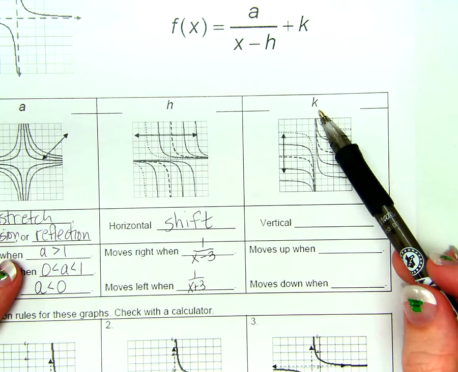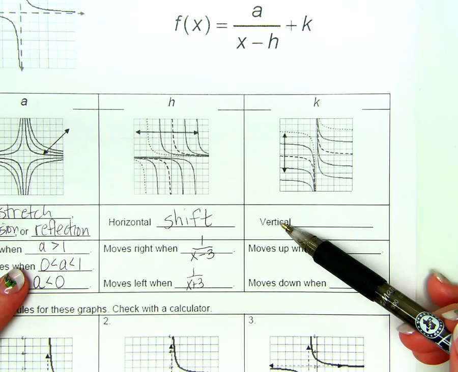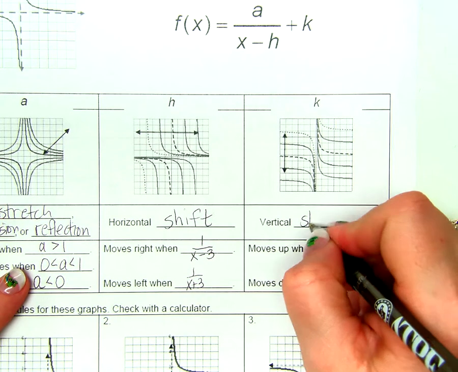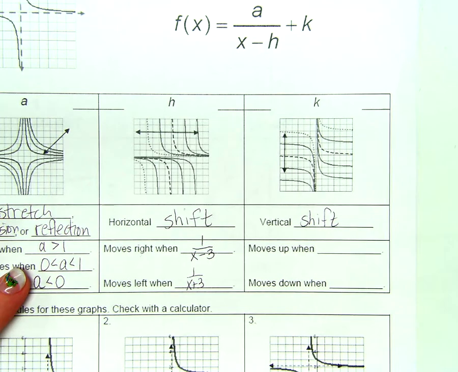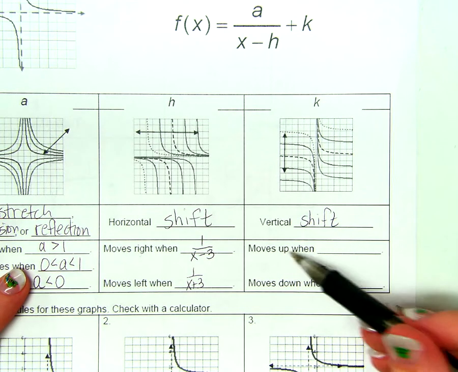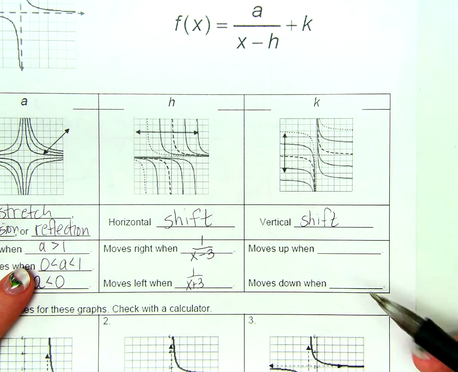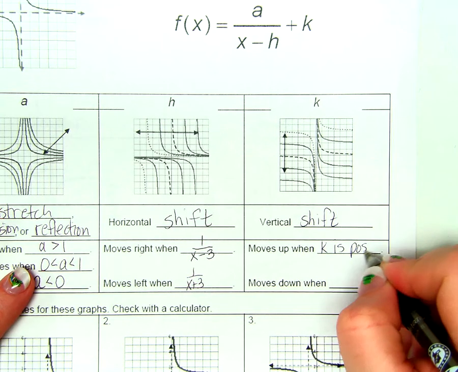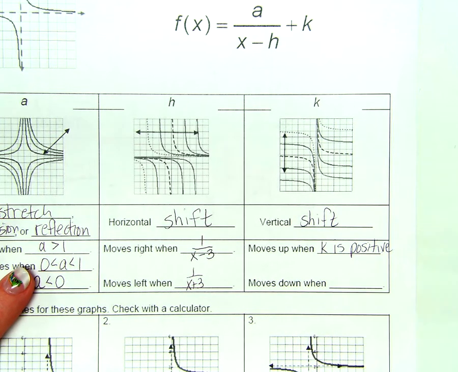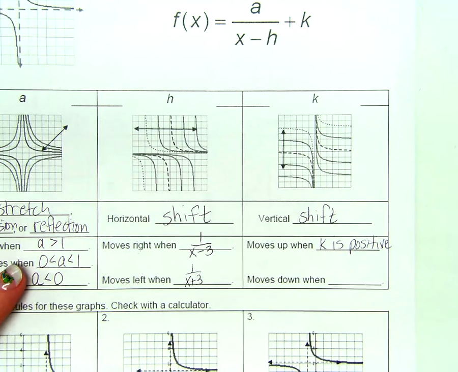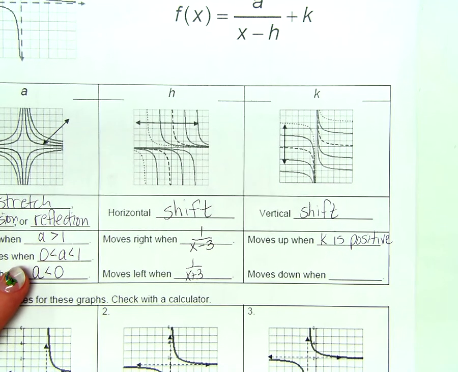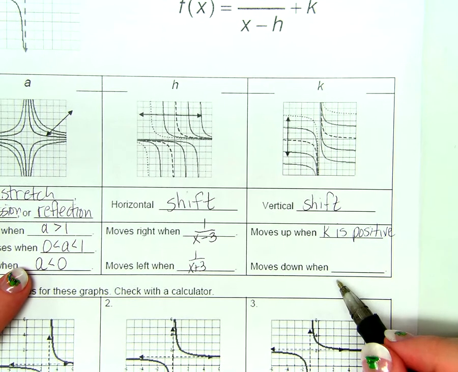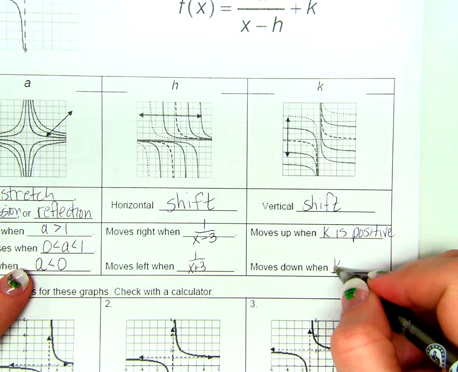So K causes a vertical shift. It's going to move up when K is positive. Excellent. I think you are remembering more than you thought you would, yes? When is it going to move down? K is negative.